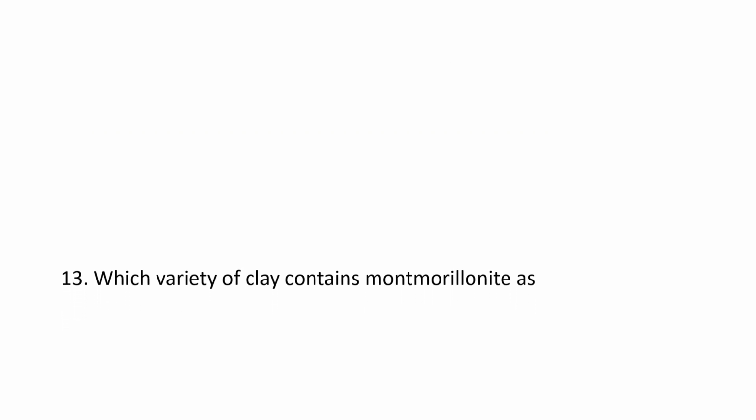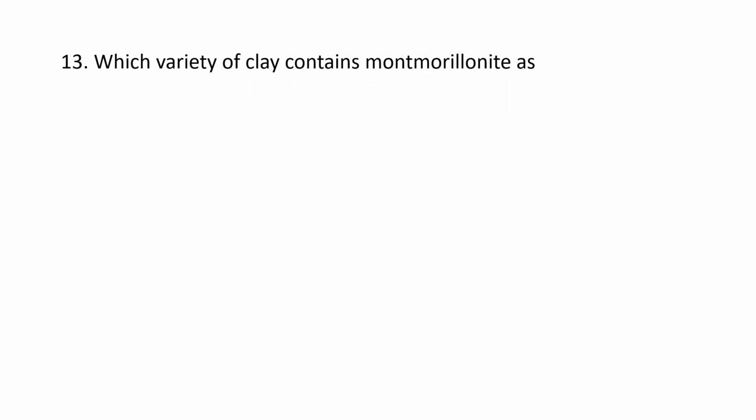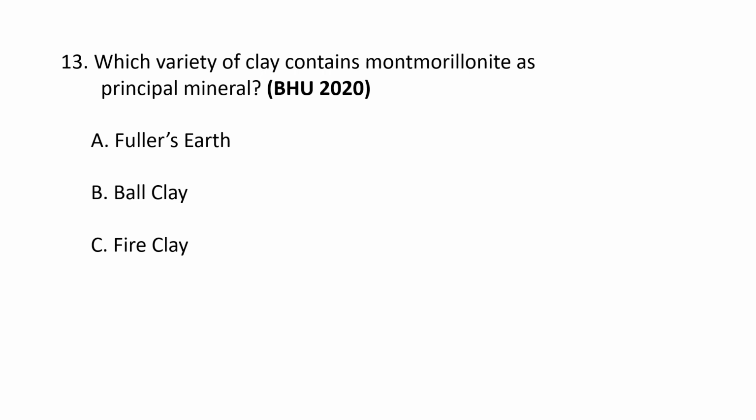Next question. Which variety of clay contains montmorillonite as principal mineral? A. Fuller's earth, B. Ball clay, C. Fire clay, and D. Bentonite. So the correct option is D. Bentonite. Bentonite clay is primarily composed of the mineral montmorillonite.